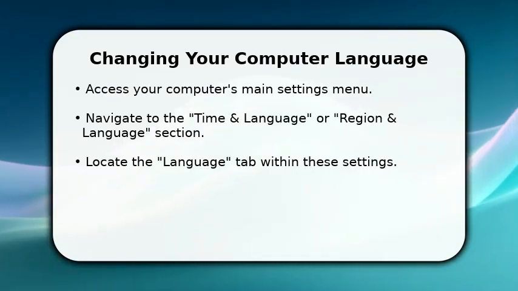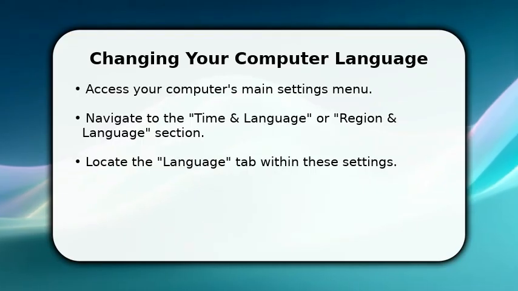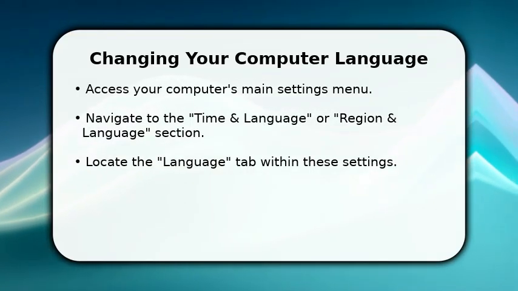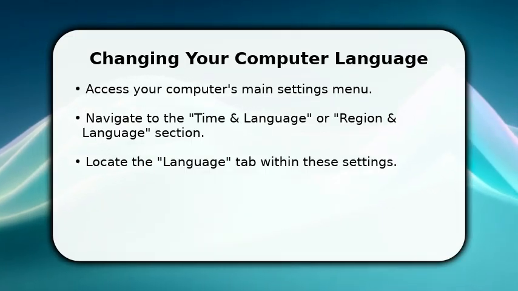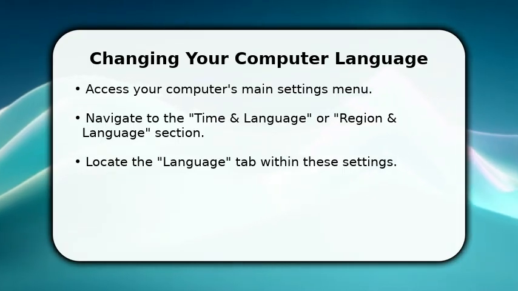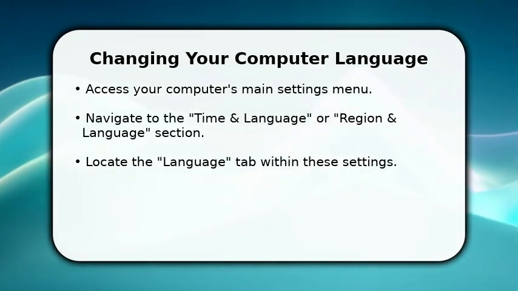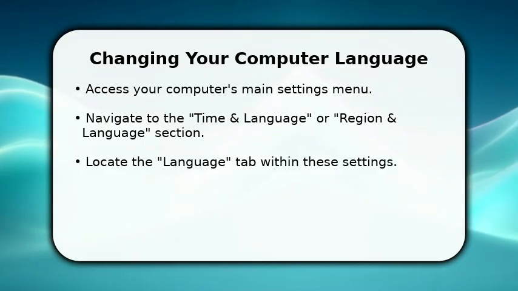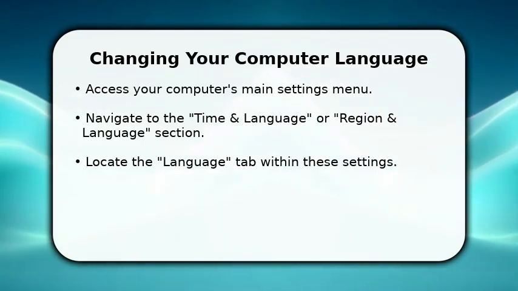In this video, I will explain how to change your computer's default language. First, open your computer's settings. You can usually find this by clicking the Start button and selecting the gear icon. Once in Settings, look for Time and Language or Region and Language. Then, click on the Language tab to proceed. This is your starting point for customizing your system's display language.